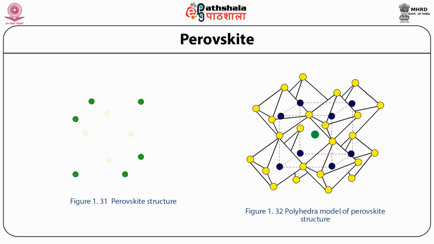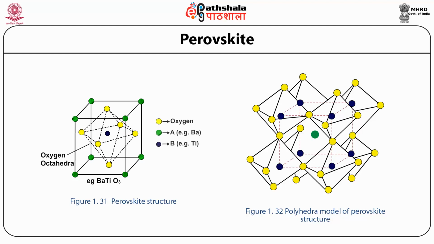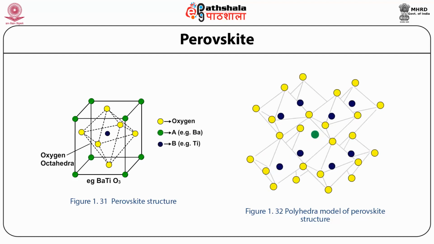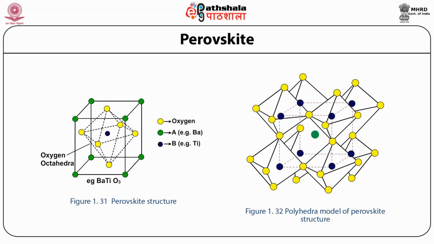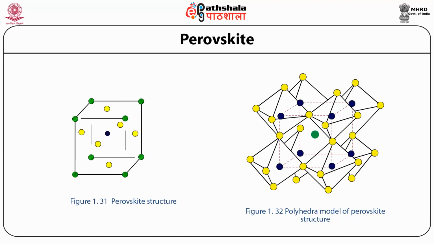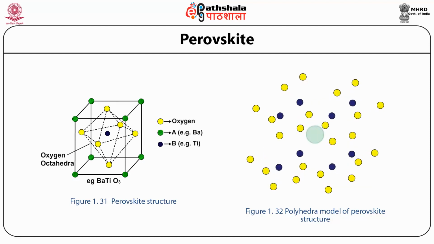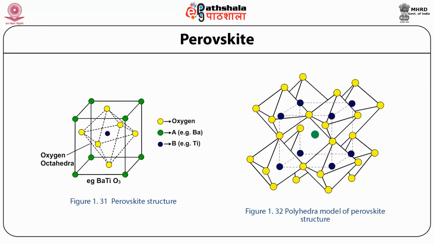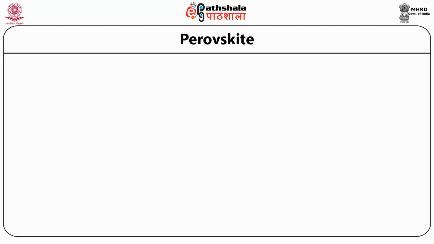You can assume the same model as a polyhedra model for the perovskite structure. If we extend this unit cell, you can see the polyhedra at the corners which are formed. These polyhedra are of oxygen, where we are taking the A-type atom at the centers and the B-type at the corners. Now let us discuss the perovskite structure in detail. The latest type of perovskite structure is primitive cubic.